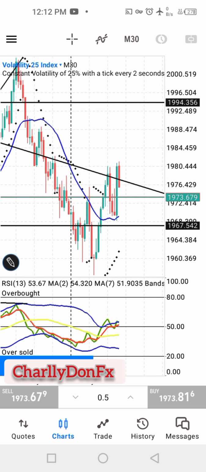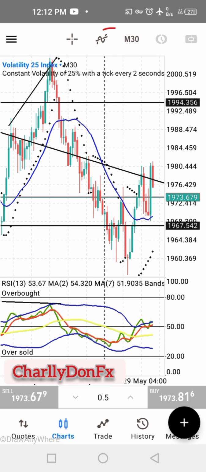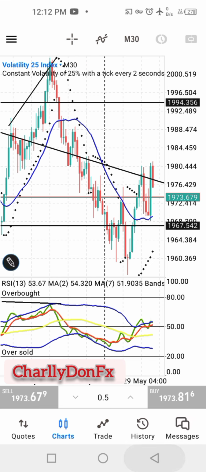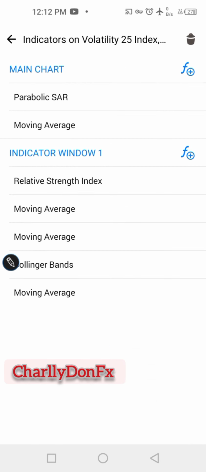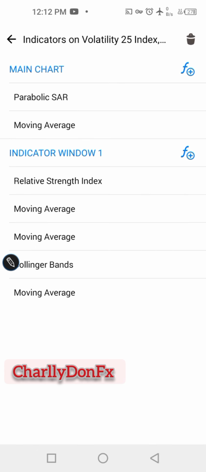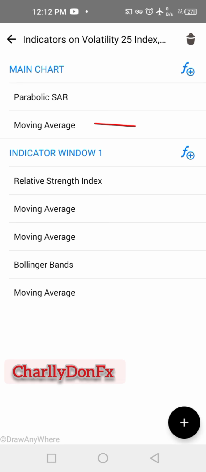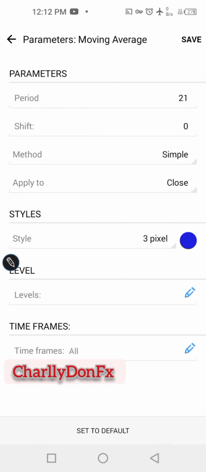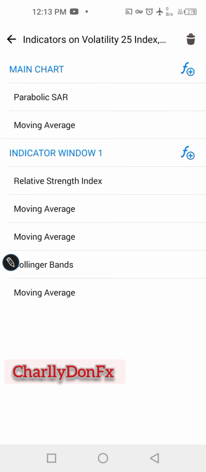So let's head over to the settings of the strategy, guys. Okay, we'll open up our chart. In our main chart, we have our parabolic SAR. The step is 0.02. The maximum is 0.2. The style is 2 pixel, and you choose the color of your choice. The next one is our moving average in the main chart. The period is 21. The shift is 0. The method is simple. Apply to close. Style, I use 3 pixel, and use the color of your choice.